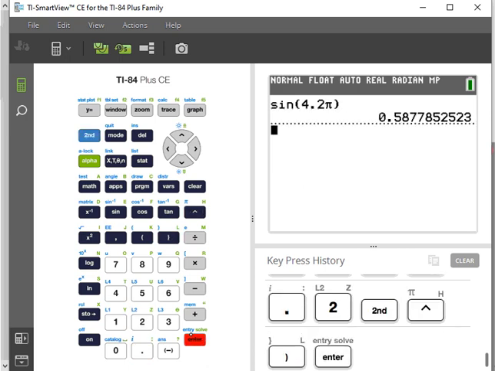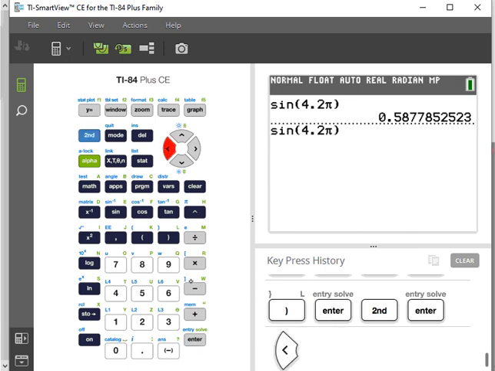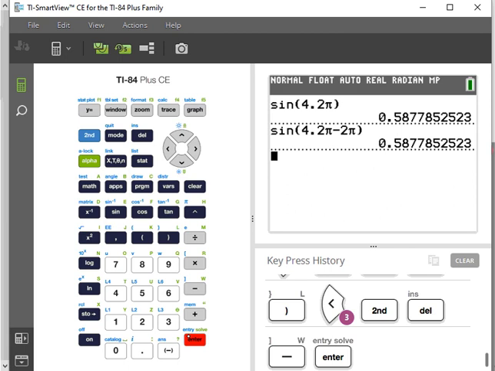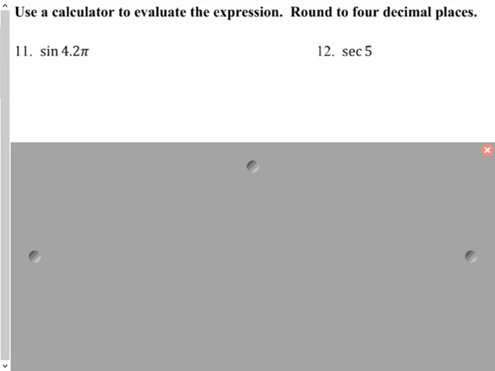If you were curious about that 2 pi issue that I was talking about earlier, what if I subtracted 2 pi? I'll just make it do the math. And I get the same answer. Just showing you that that's the period. Even the calculator recommended it. So 0.5878 is my answer.